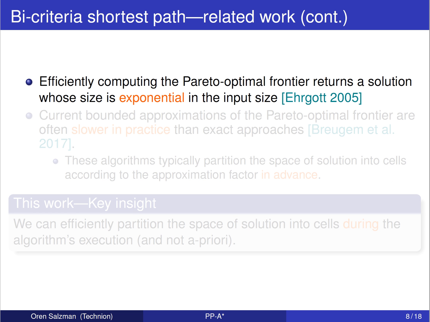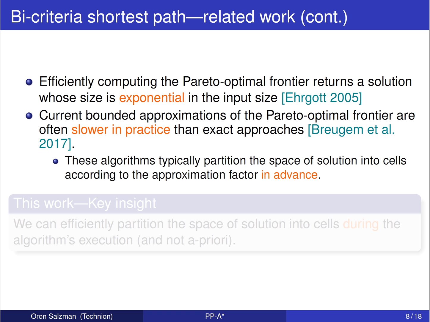Now, if we would like to efficiently compute the Pareto-optimal frontier, we're always going to be faced with a problem where the solution can be exponential in the size of the input. On the other hand, if we want to take an approximation approach, these are often slower in practice when we want to give some guarantees on the quality of the solution. And when running these algorithms on relatively medium or small size graphs, namely on the order of tens of thousands of nodes, these methods are often slower in practice than exact approaches.